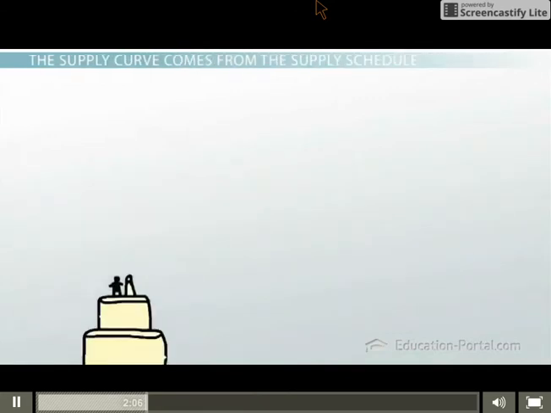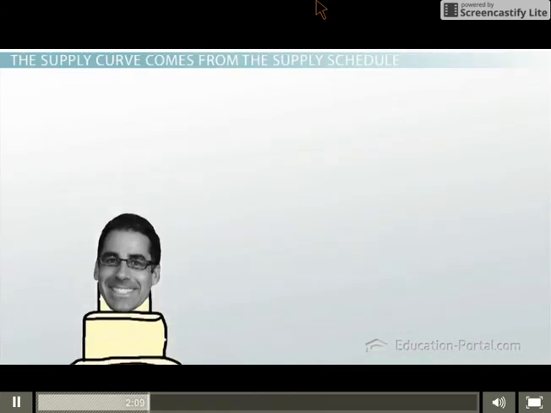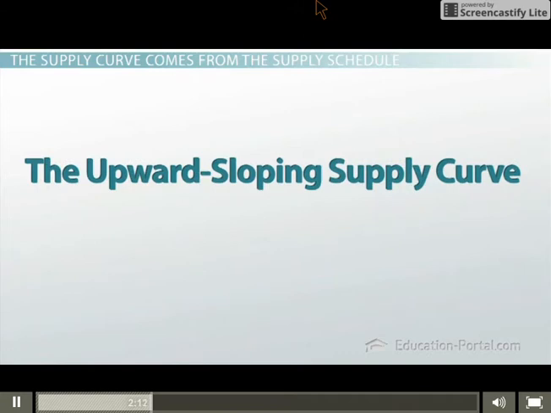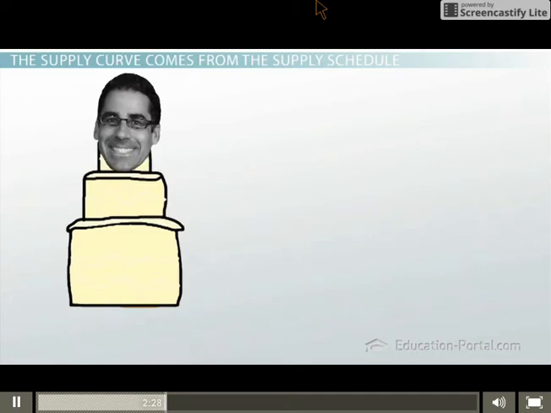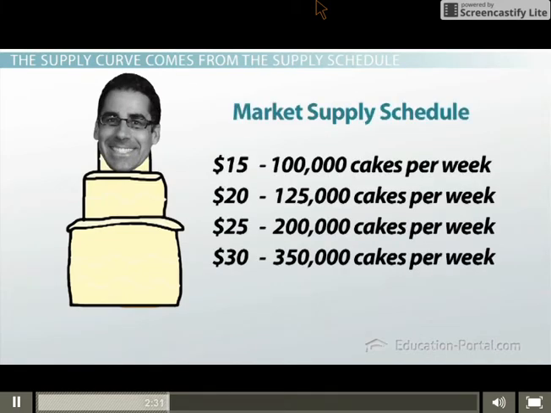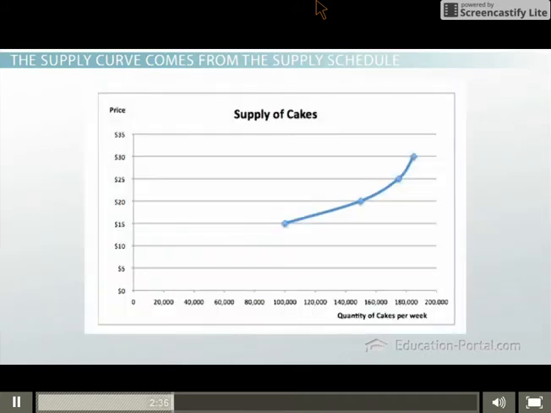In economics, we illustrate supply using the upward sloping supply curve, which is a graph that illustrates the relationship between price and quantity supplied for a good or service. The supply curve is a visual representation of the supply schedule, which shows quantity supplied at different prices. If we're talking about cakes, then we take the supply schedule for cakes and use it to create the supply curve for cakes. Here's the corresponding supply curve, taken directly from the supply schedule. Notice that a change in price results in movement along the supply curve.